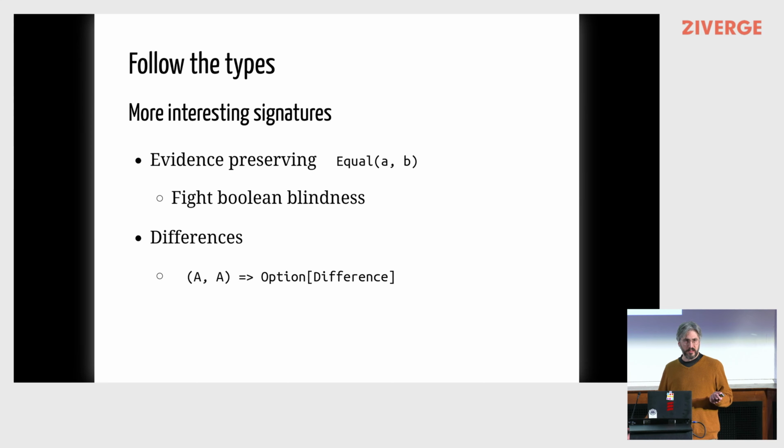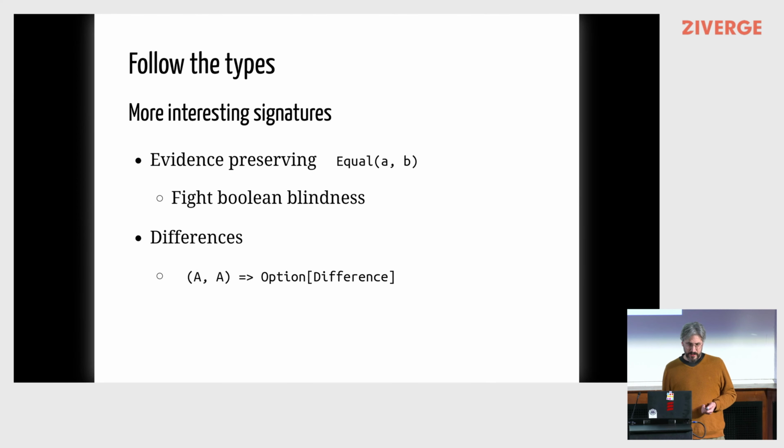So we could have more interesting classes or wrappers, for example, Equal being, instead of a Boolean, which brings us all this Boolean blindness that we all swim in all the time, a proof that preserves the equality. But this is an example. It could be something else, an A to A to an optional differences, where you are returning differences.